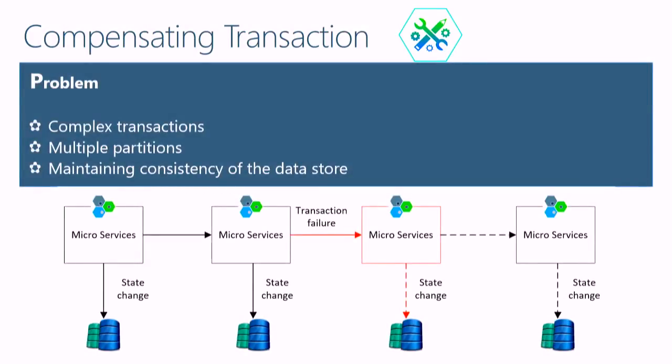So let's start with the first one, the compensating transaction problem. Microservices are of polyglot nature, which means that each microservice generally has its own supporting database. This makes implementing transactions across all the persistent stores of the microservices very difficult, because the data needs to be consistent and you still want to implement a transaction.